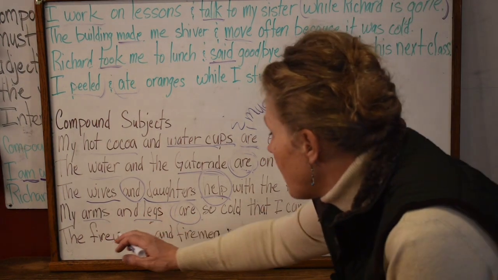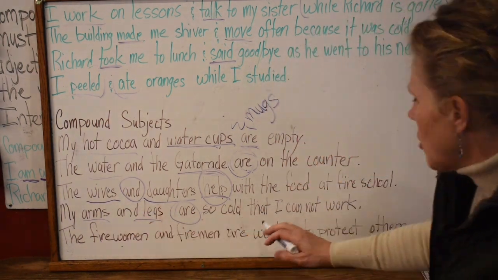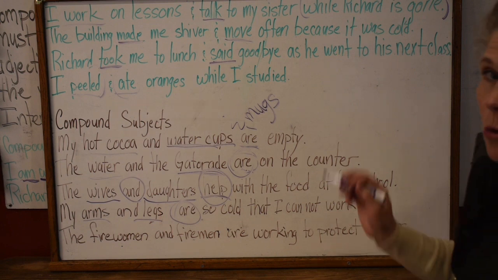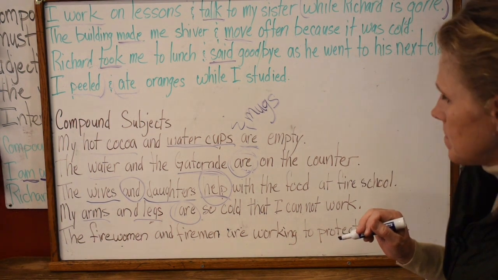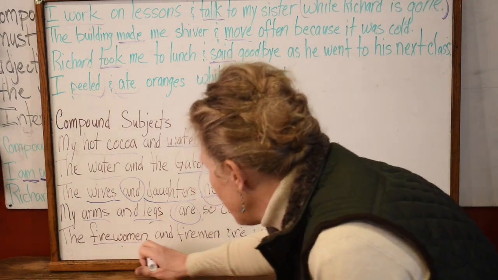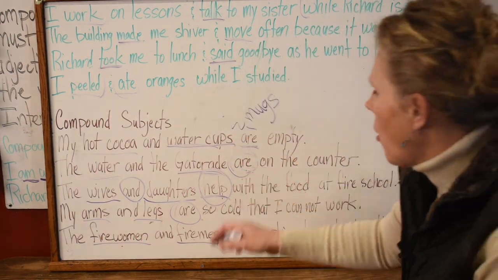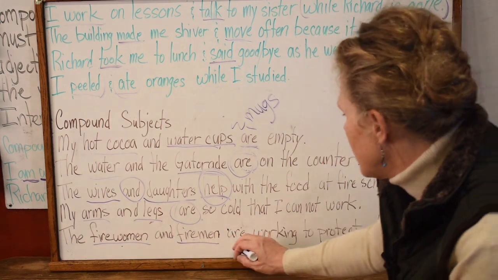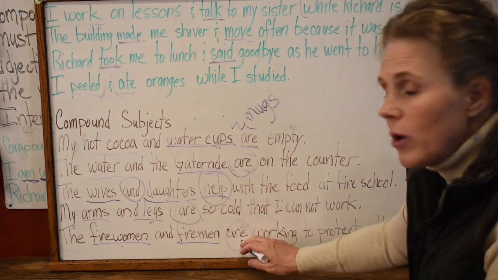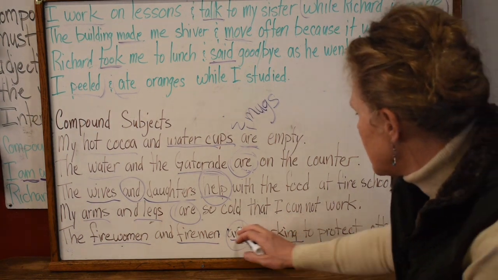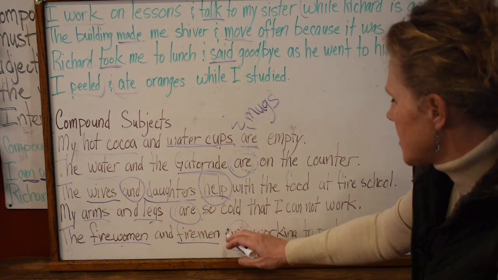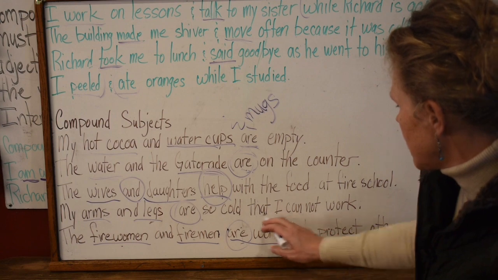Okay? So the firewomen and firemen are working to protect others. What are your compound subjects? Firewomen and firemen are your compound subjects. They agree with this plural verb right here. Okay, two verbs. This is an auxiliary verb right here, and it's connecting to working. They are working.